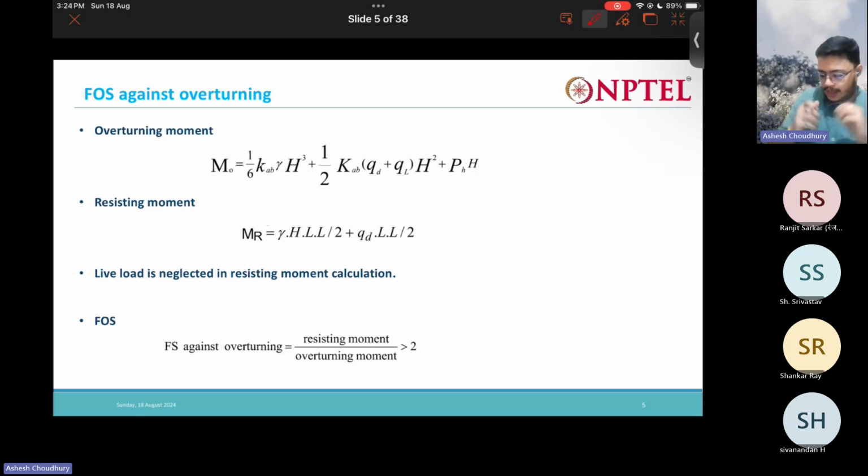Now next is the factor of safety against overturning, that is the overturning stability. Similar to what we saw in sliding, the forces will be the same. Those are the destabilizing forces.